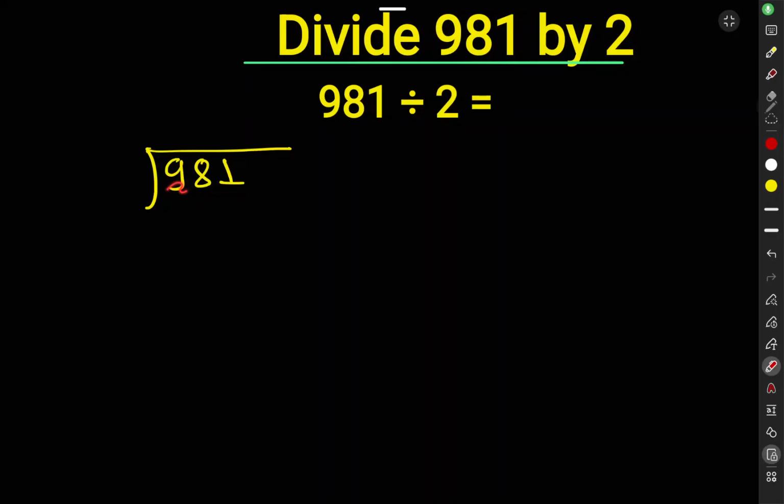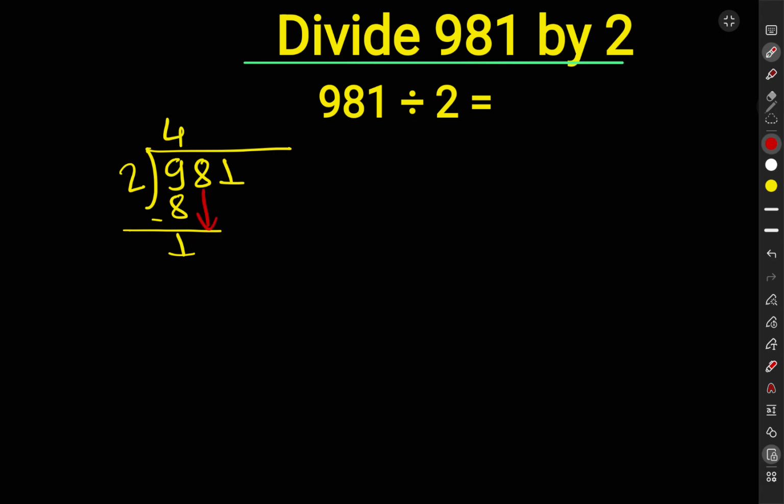We divide 981 by 2 in a long division method. So 2 times 4 is 8. On subtracting we get 1.